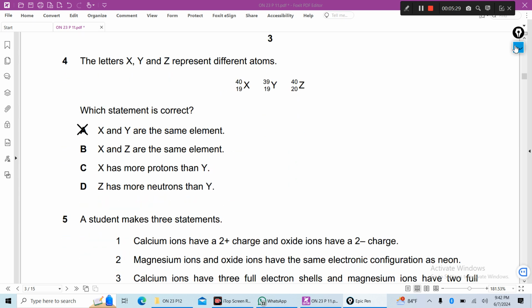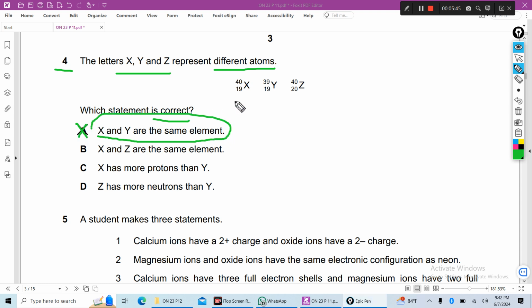Four. The letters X, Y and Z represent different atoms. Which statement is correct? A is the correct answer. X and Y are the same element because their proton number is the same. Proton number same, but Z has 20 proton number, so Z is different. That's why the answer is A. X and Y are the same element. Now number 5.